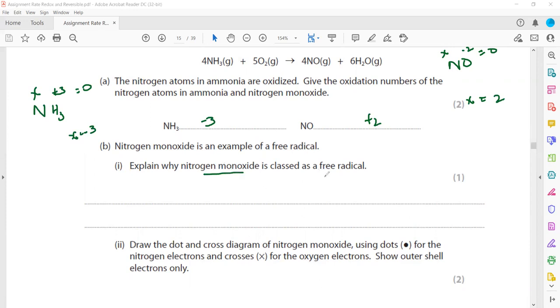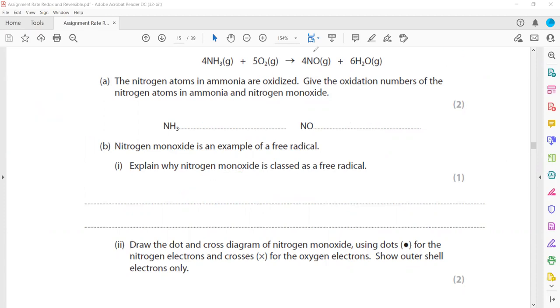Why is nitrogen monoxide classified as a free radical? The term free radical means a substance which has an unpaired electron. That's why it is referred to as a free radical. So it has one unpaired electron. That's why we call it a free radical. And when we draw the symbolic representation of a free radical, we put a dot, which means it has an unpaired electron.